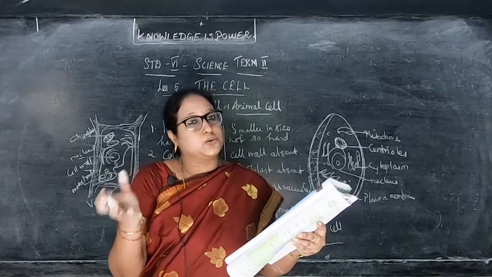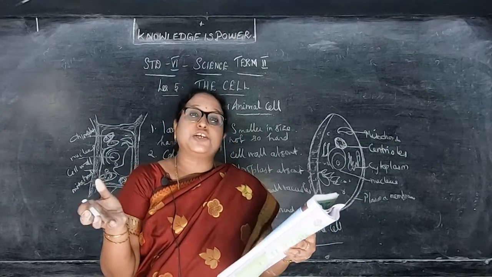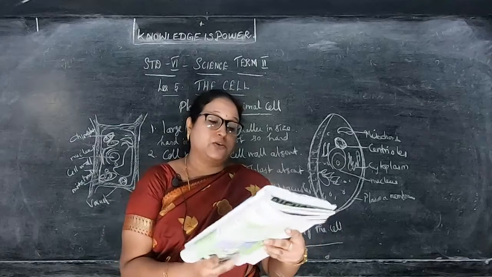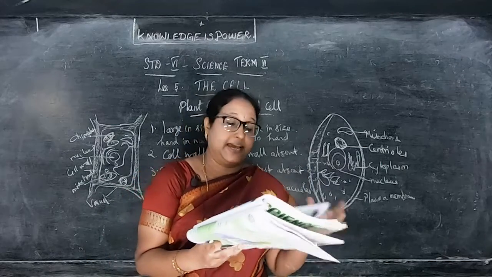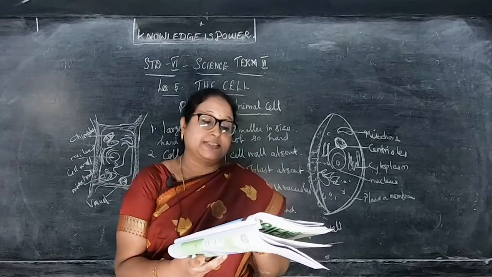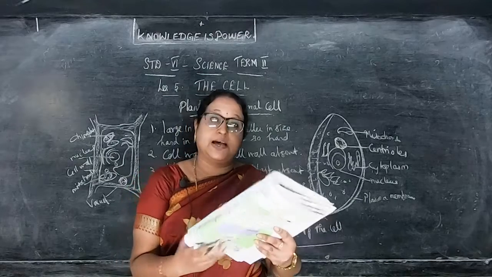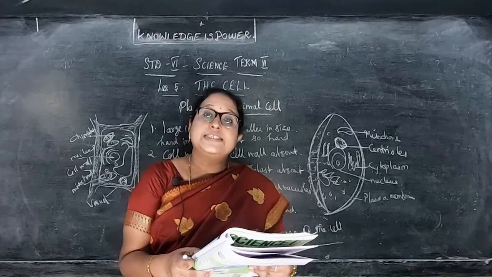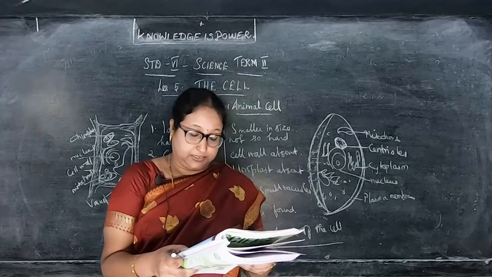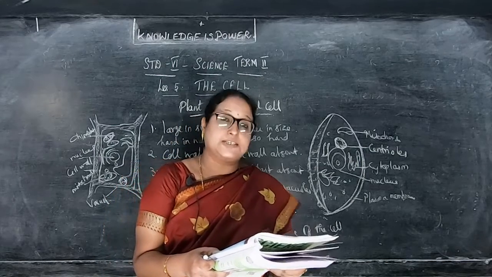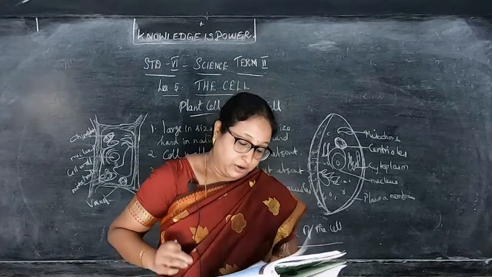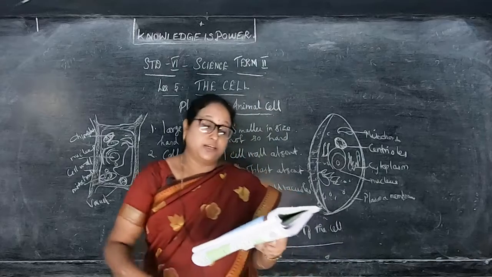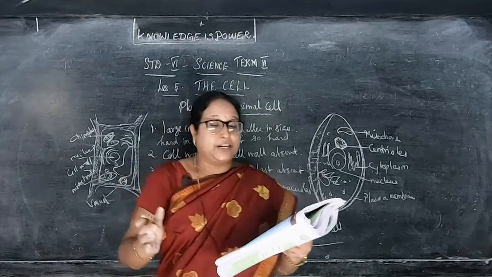Then vacuoles store food and water. The special name for them is storage tanks. Then the nucleus acts as the brain of the cell, and its special name is control center. The nucleus membrane surrounds and protects the nucleus and controls the movement of materials in and out of the nucleus. So it is called the gate of the nucleus.